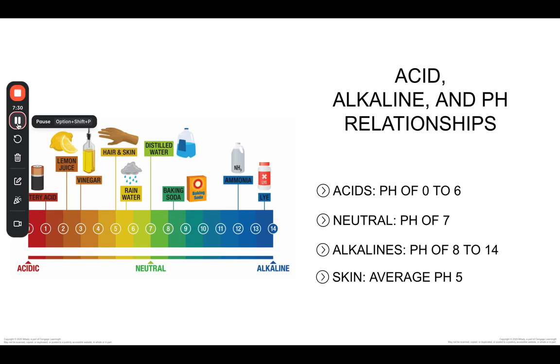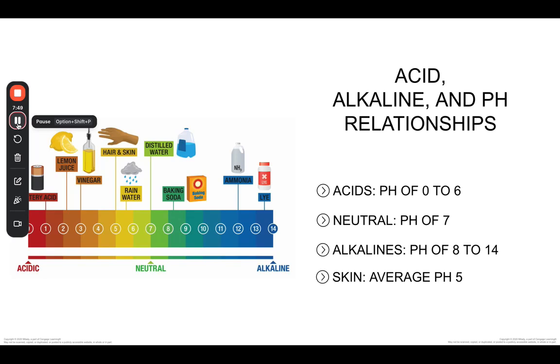Buffering agents are ingredients added to the products to help make them less irritating. Products with a higher acid percentage and a lower pH are more irritating. The acid needs to have a pH lower than the skin's pH to be effective.